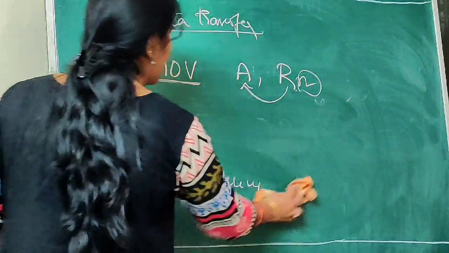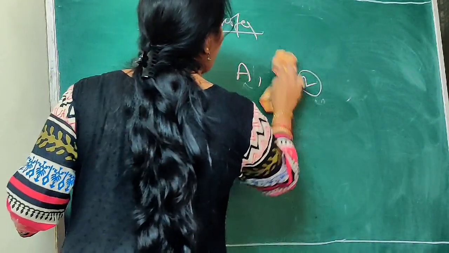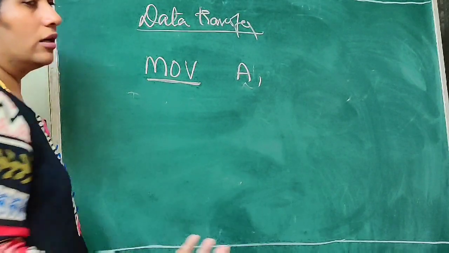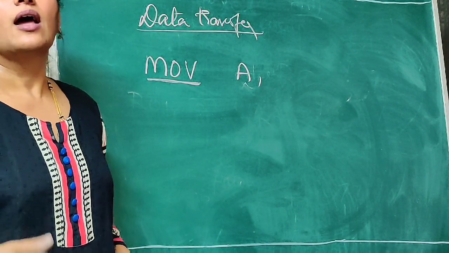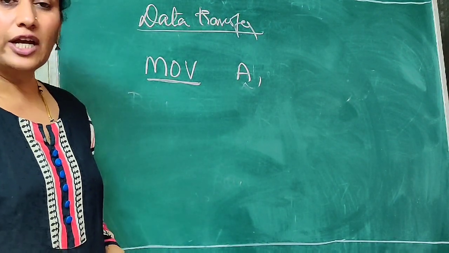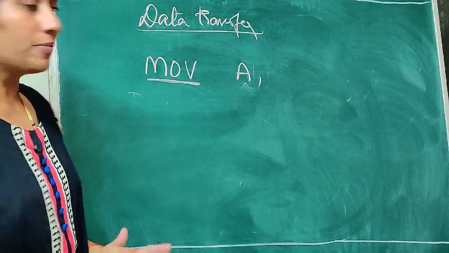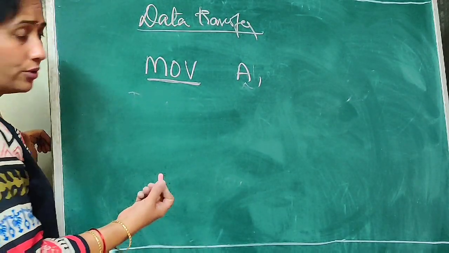Say if I ask you all to write the program that copies the content of the register R1, register R2 into the accumulator. Then what instruction are you going to use?